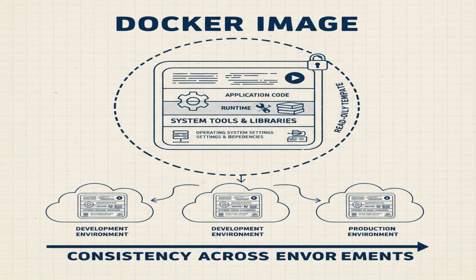Let's start with Docker images. Think of an image as a blueprint for your application. It's a read-only template that contains everything your application needs to run: code, runtime, system tools, libraries, and settings. Images ensure consistency across different environments, guaranteeing that your application behaves the same way regardless of where it's deployed. This is crucial for reliable deployments.